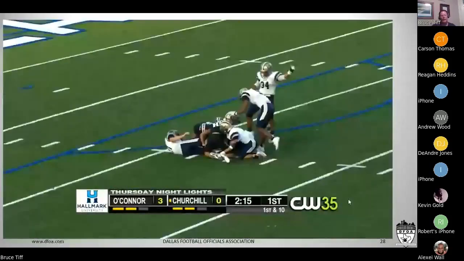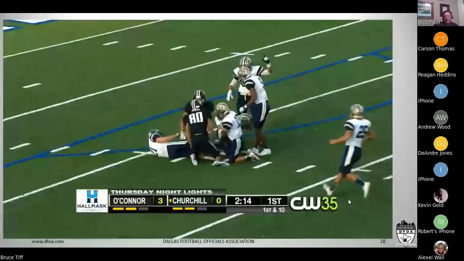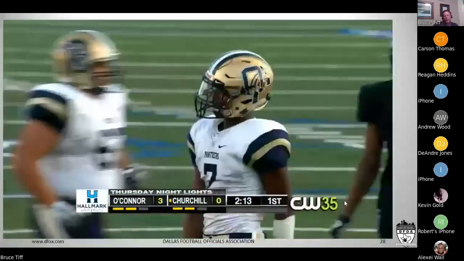Again, we want to apply that same logic. Do we have control? Do we have some kind of time element in the game? We're trying to look for that. And we're going to get some better looks at this as well.